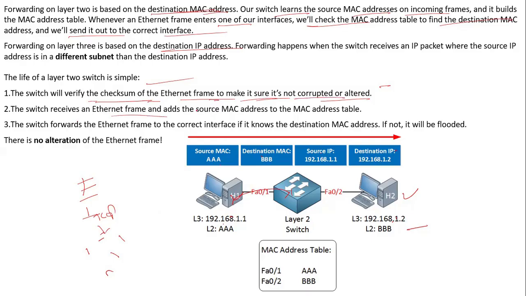Switch will receive the Ethernet frame and read the source MAC address and the destination MAC address. Switch will forward the Ethernet frame to the correct interface. If the destination address is known, that's fine. If not, then it will do the flooding. Then it will do the broadcast.